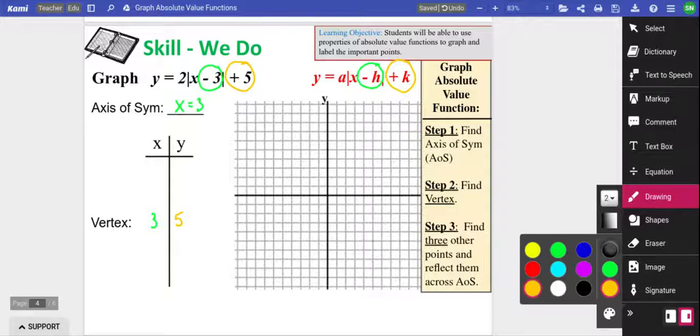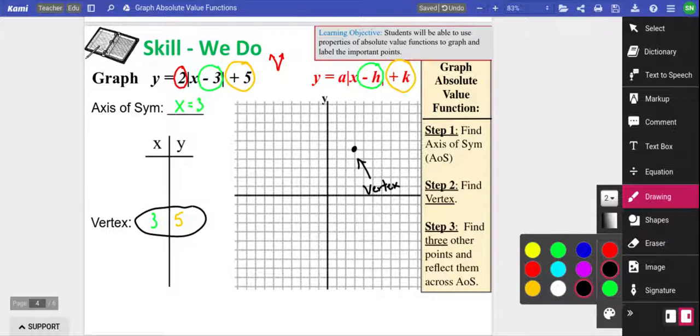For step 3, we have to pick 3 numbers to each side of that axis of symmetry. Let me start by graphing the vertex. So that would be a 1, 2, 3. So this right here would be the vertex. Now it's important to look that if you have a number here that is positive, this means that our graph will be opening up. Whenever that number is a negative, it opens down.